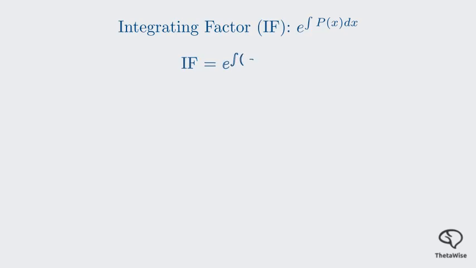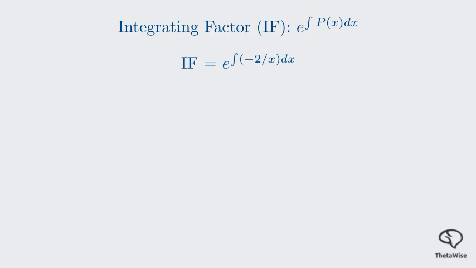The formula for the integrating factor is e to the power of the integral of p(x) with respect to x. The goal of this factor is to make the left side of our standard equation into the derivative of a single product. Think of it as a tool to make the equation solvable. Let's calculate our integrating factor. We found that p(x) is negative 2 over x, so the integrating factor is e to the power of the integral of negative 2 over x.